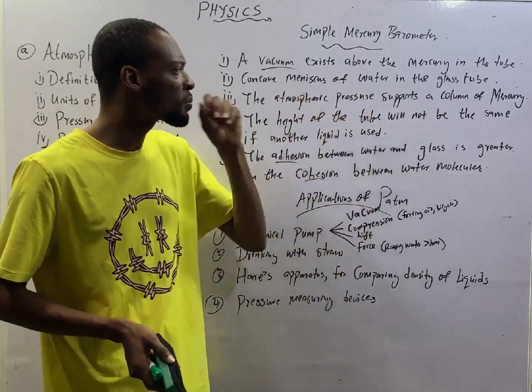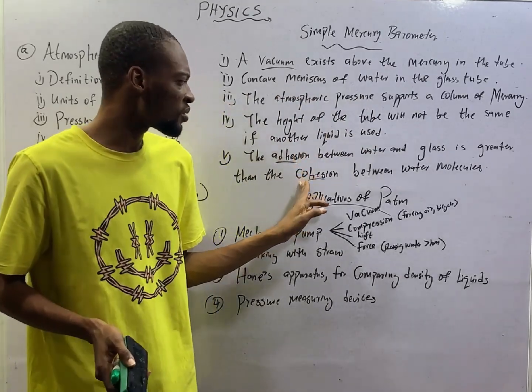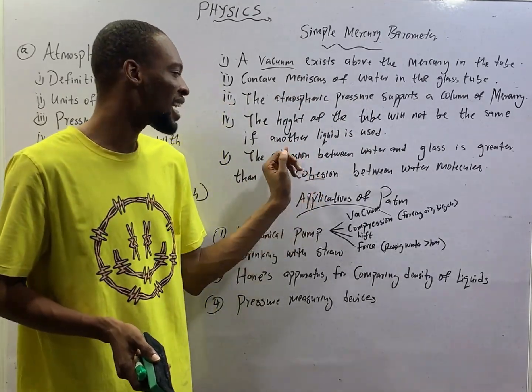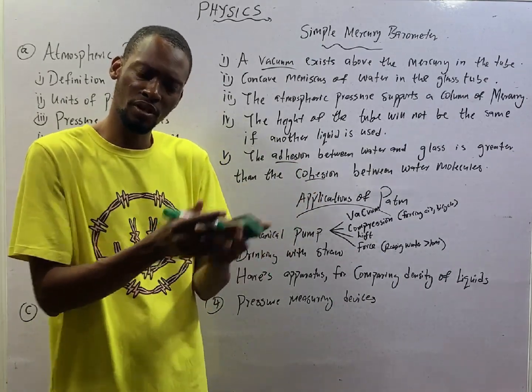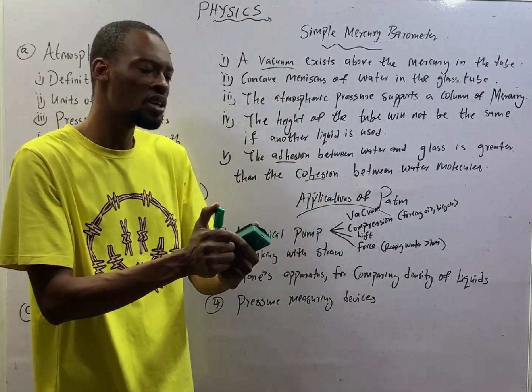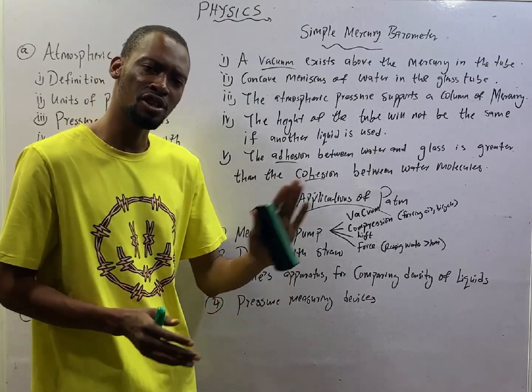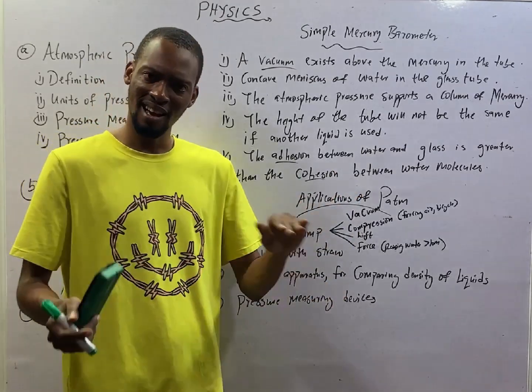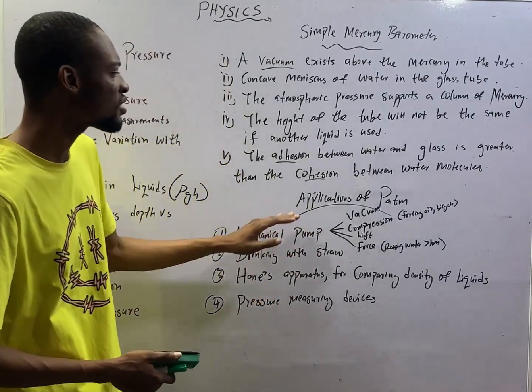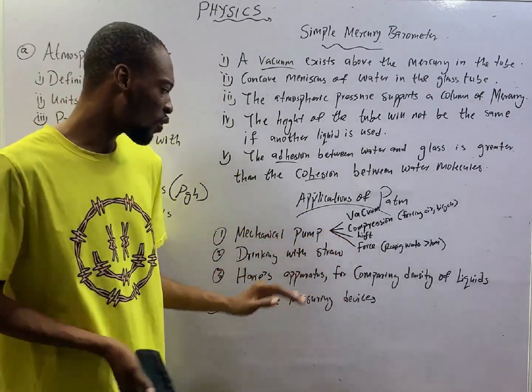But for mercury, the cohesion or the cohesive force is more than the adhesive force. The force of attraction between the molecules of mercury is very strong. This is why it is hard for it to wet glass. Its cohesion is greater than adhesion. And the applications of atmospheric pressure are: 1.